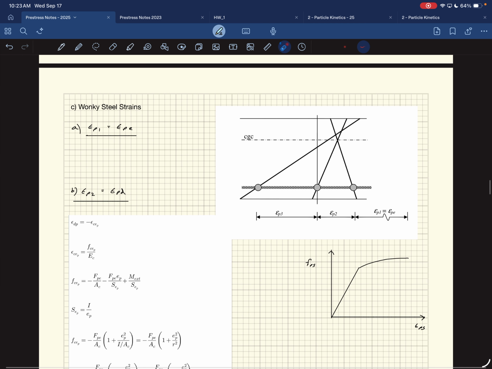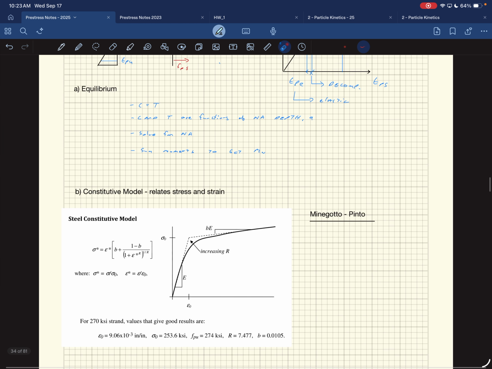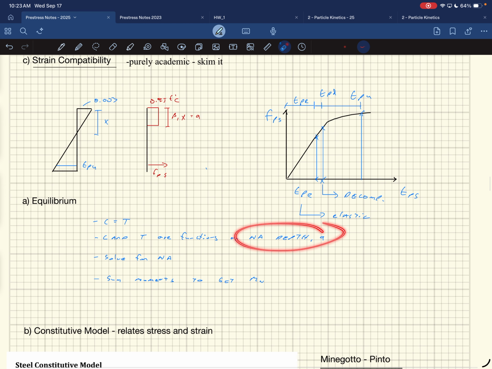Okay. And so the rest of this stuff, all I want you to understand is that it's a function of the neutral axis depth. The T is a function of neutral axis depth, just like over-reinforced. Strain to fps.